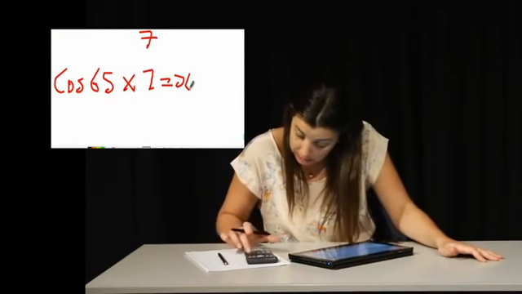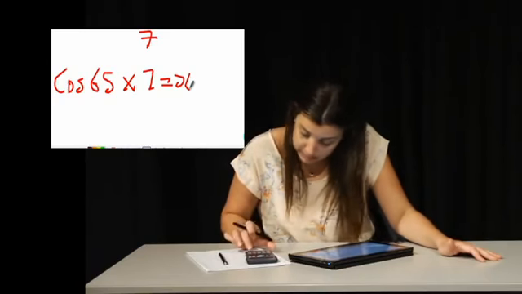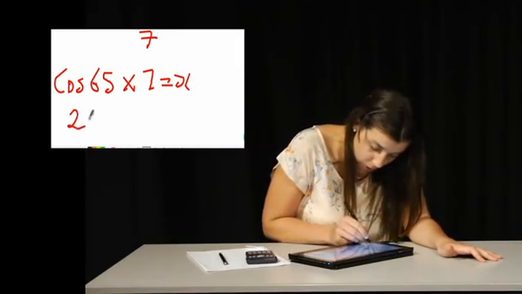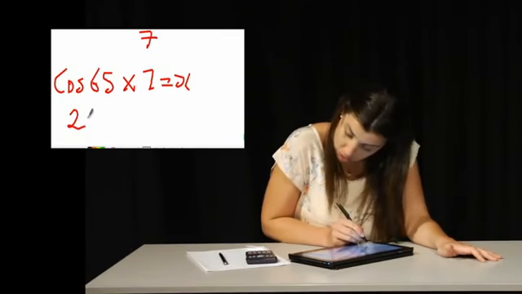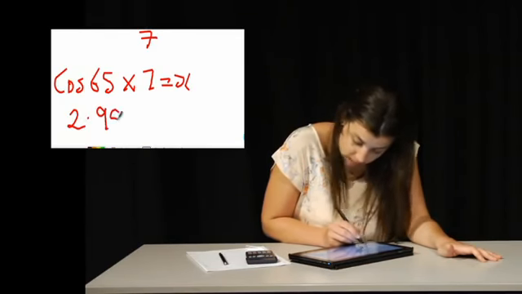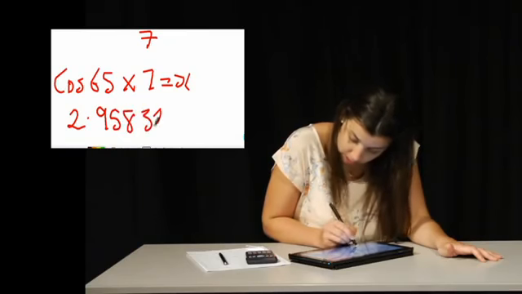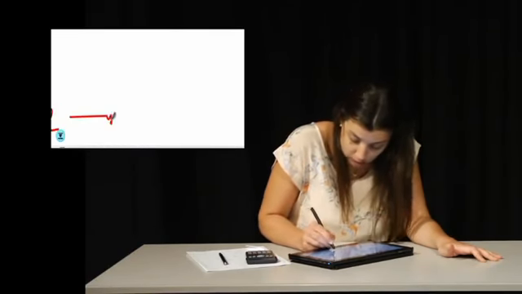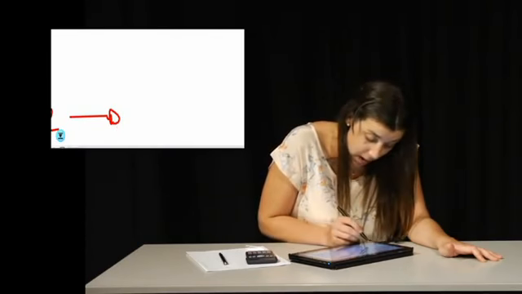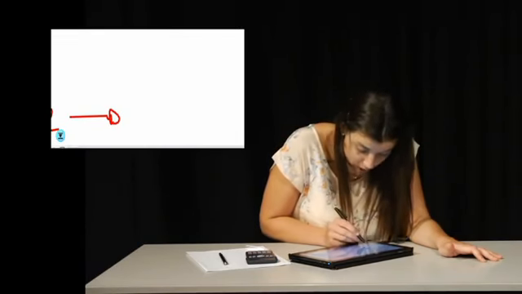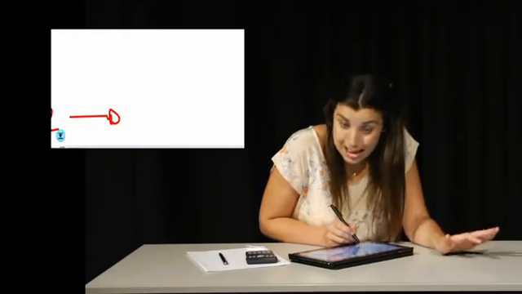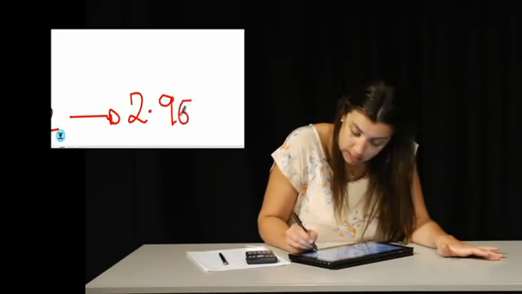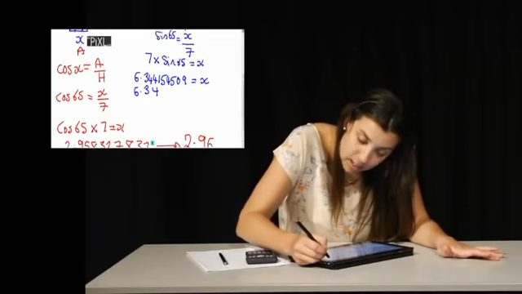Back to the calculator. Cos 65, type it in at the same time, multiplied by 7 equals 2.958327832. Let's round that together now. 1, 2, 3. Look at the next number, 8. Big number, 5 goes up. So we've got 2.96. Add that back to the diagram.